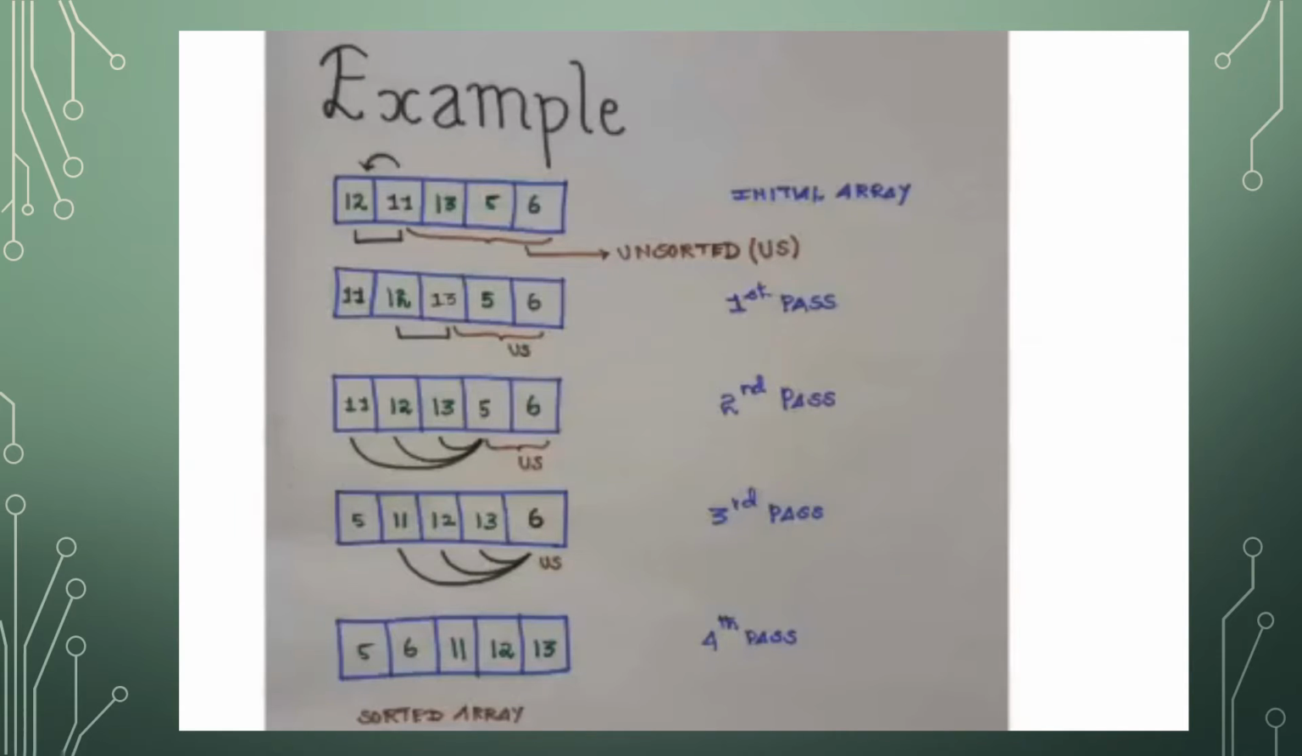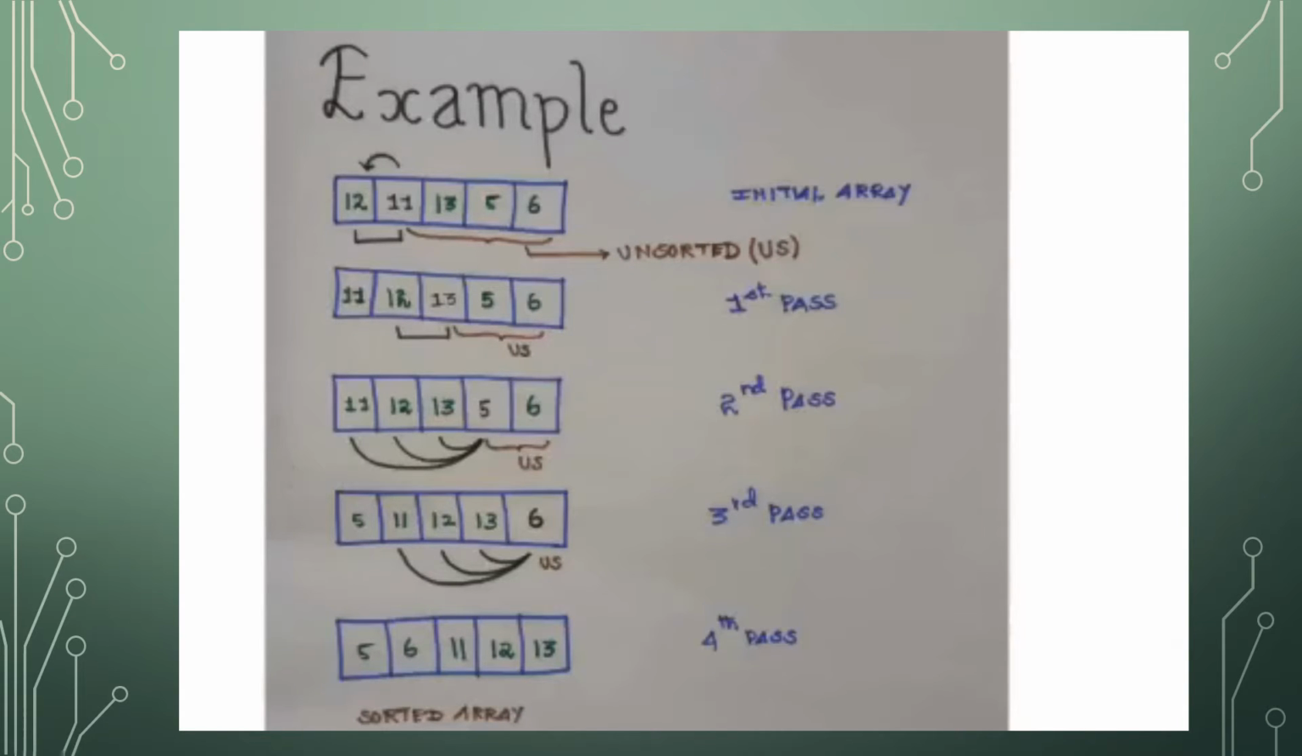An example. Consider an array with elements 12, 11, 13, 5 and 6. Initially, the first two elements of the given array are compared. Here 12 is greater than 11, so we must swap the position of 12 and 11. Now move to the next two elements. 13 is greater than 12. It's already sorted, so move to the next elements.